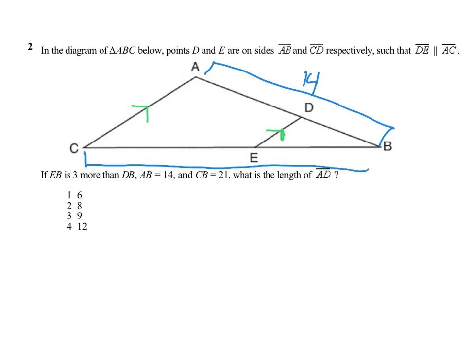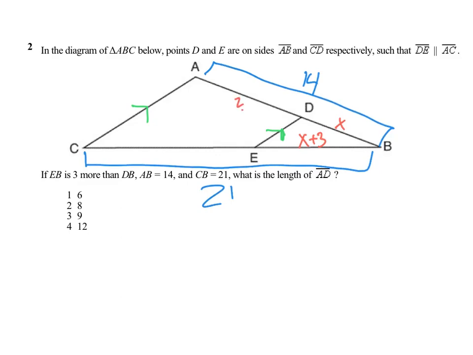So what do we know? I know a few things. It says that EB is 3 more than DB, so what else can we say? We don't know how much DB is, so let's just describe DB as X. And it says EB is 3 more than it, so we can simply call it X plus 3, right? And then we're trying to figure out what is AD. What is this length right here? This is our ultimate objective.